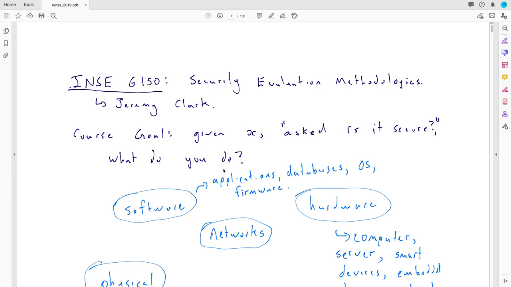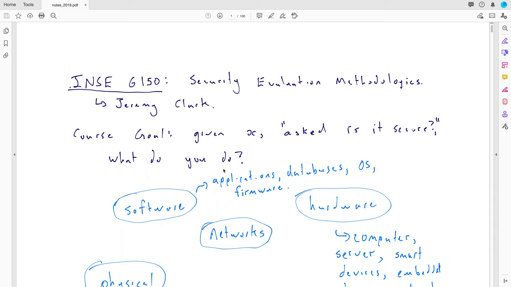So as I mentioned, this course is called Security Evaluation Methodologies. And what does that actually mean? The main idea of this course is, let's say you graduate, you get a job. Hopefully you're in security now that you're doing a specialization in security. So you show up on the first day of your job and you're now the security person. Your new boss hands you something and says, is it secure or not? Okay. And how would you go about evaluating whether that is actually secure or not?